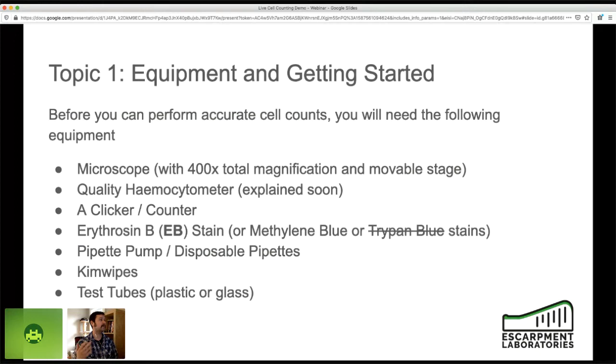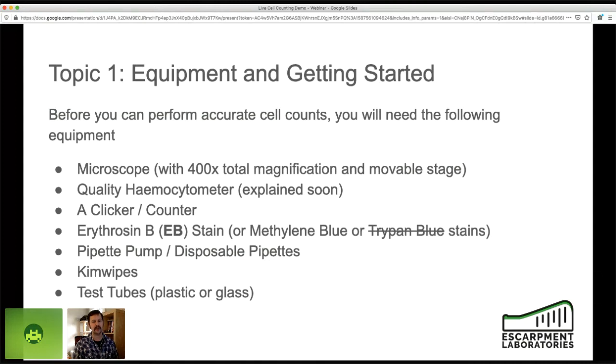So your equipment and getting started. Before you can perform a cell count, you need the following equipment: a microscope with a total magnification of 400x and a movable stage. You can get lower cost microscopes that don't have movable stages, but they are difficult to work with. You can eventually figure out how to move them around, but it's not a very enjoyable process, and it can be pretty tough. So get a quality scope with that movable stage, and you need at least 400x magnification.